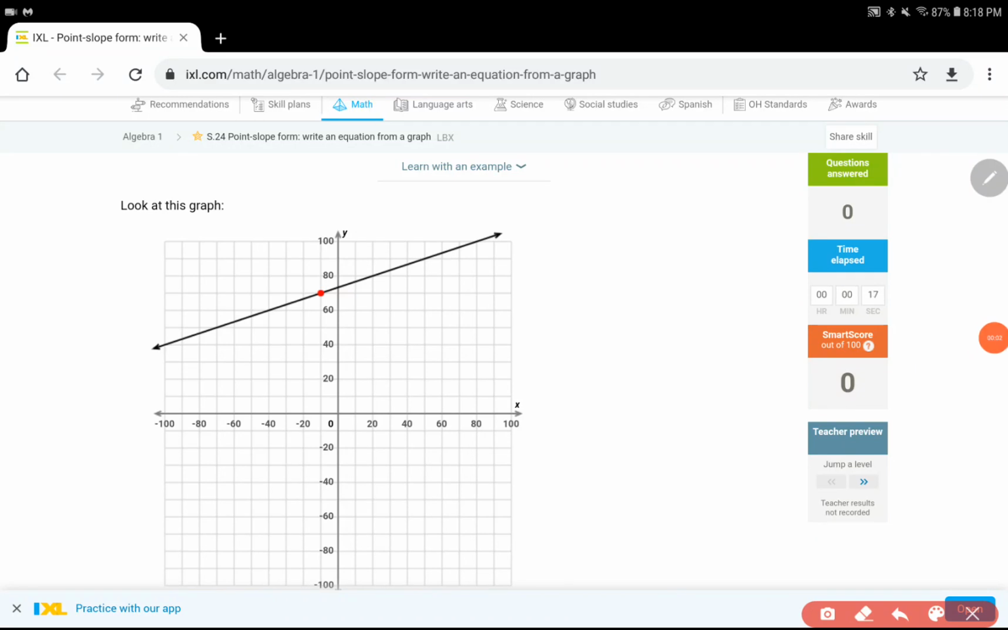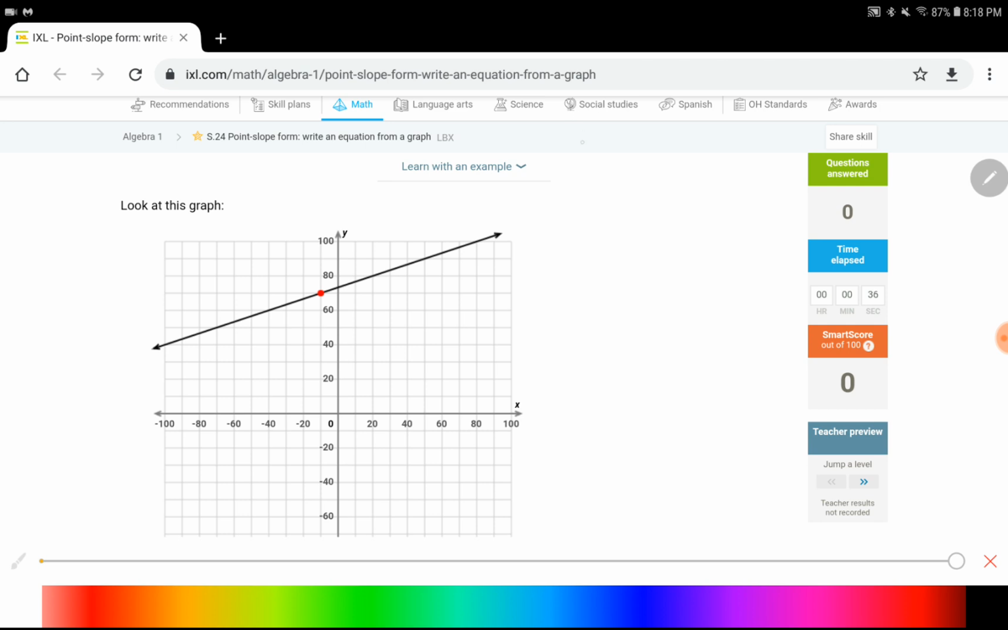Hey everyone, in this video we are going to talk about points, lines, their slopes, and their equations. Particularly, we are talking about point-slope form and using a given line to come up with the equation of that line in the point-slope form. So let's just briefly remember what point-slope form would look like.